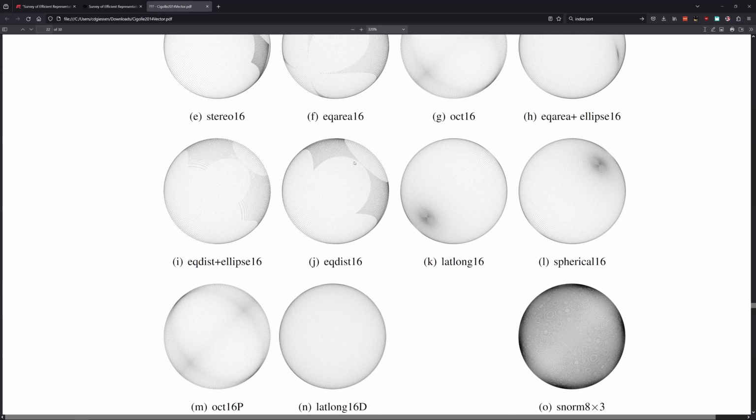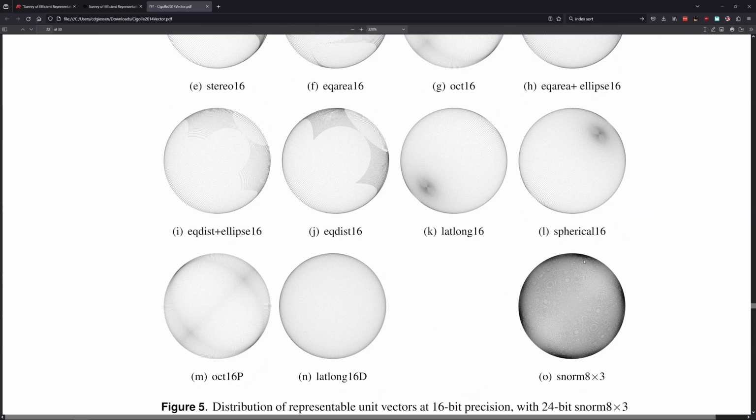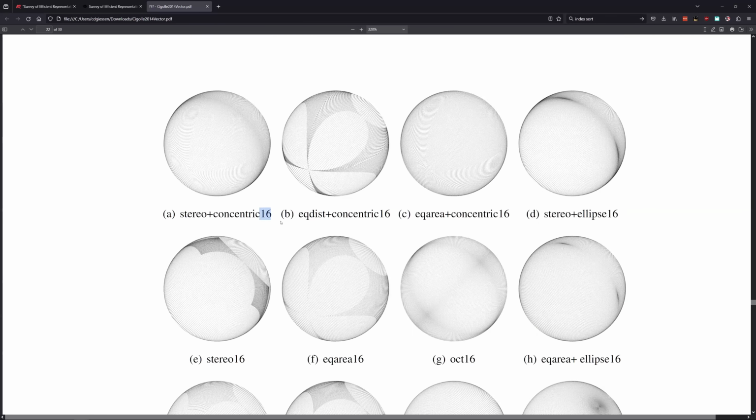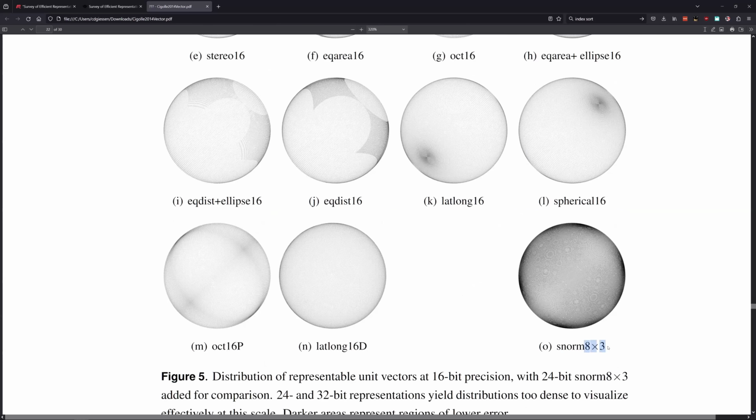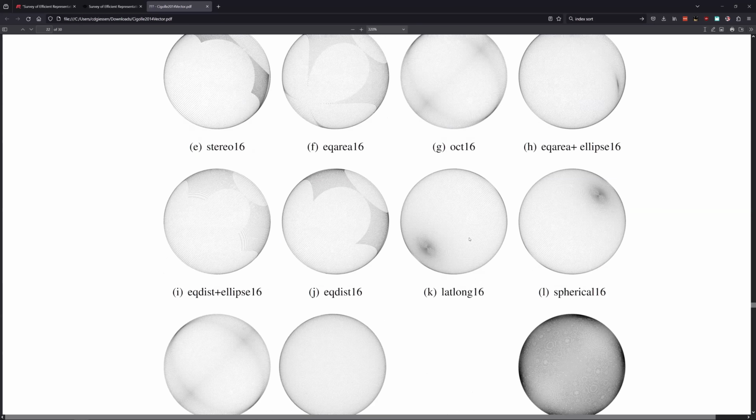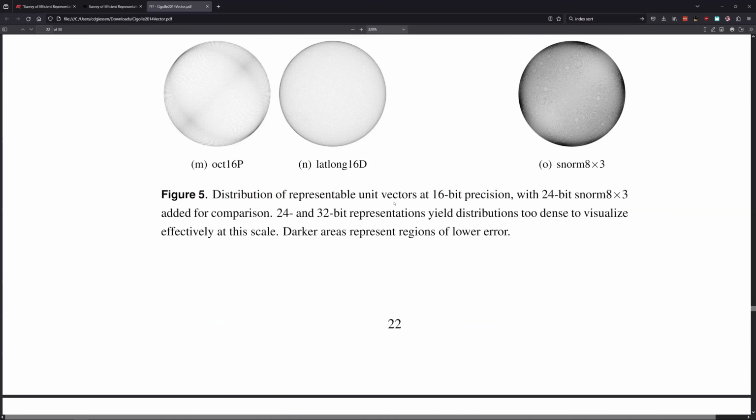Equidistant has some interesting double cover, it almost looks like. Oh God, why is this so much blacker? Is this because it's, I don't know. Oh, these are all 16-bit and this is 24-bit. So there are 3 times as many dots on this. They form nice moire patterns. Cool. Comparison. Yeah.